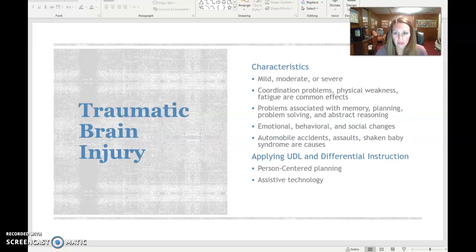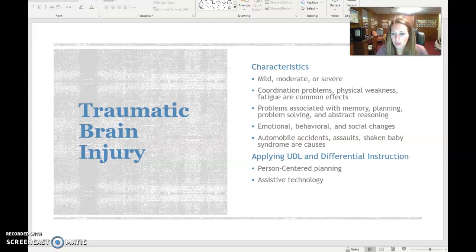Traumatic brain injury, characteristics of that: mild, moderate, or severe. This will determine the extent of the functional changes, and recovery depends on the severity of the injury. Coordination problems, physical weakness, and fatigue are common effects. Problems associated with memory, planning, problem solving, and abstract reasoning. Emotional, behavioral, and social changes. These are caused by automobile accidents, assaults, and or shaken baby syndrome.